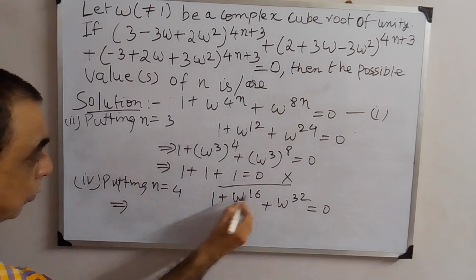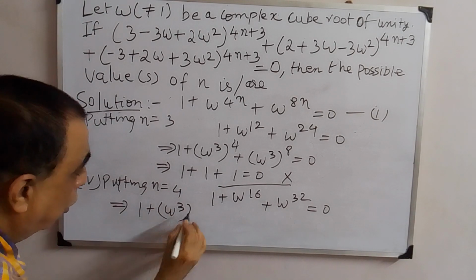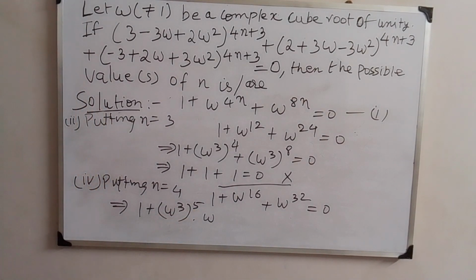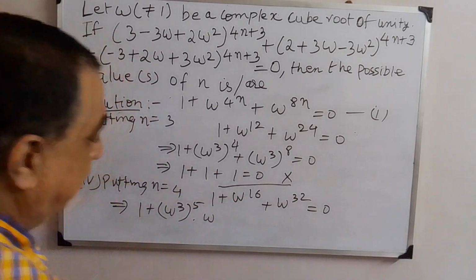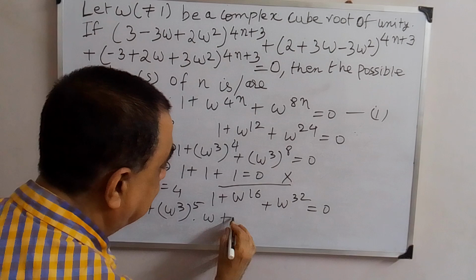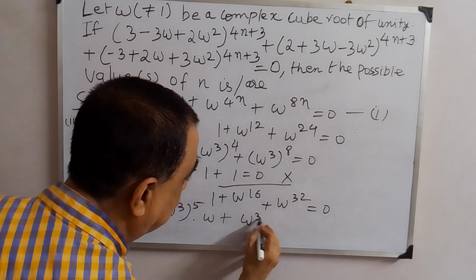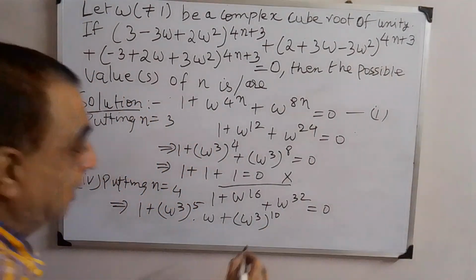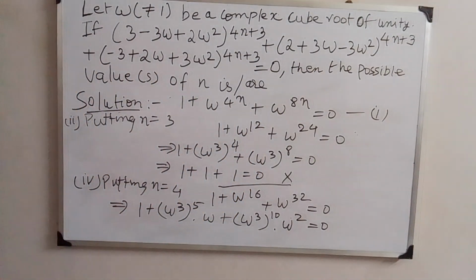I am writing omega to the power 16 as omega cube whole to the power 5 into omega, because 3 into 5 is 15, and 15 plus 1 is 16. Similarly, omega to the power 32, I am writing as omega to the power 3 whole to the power 10, since 3 tens are 30, into omega squared, equals 0.